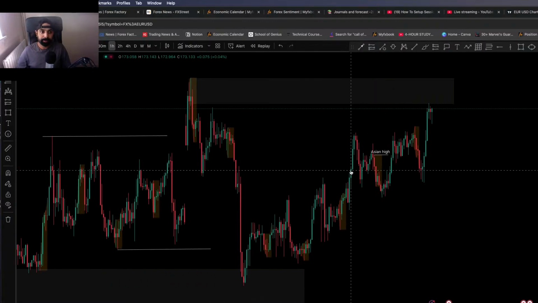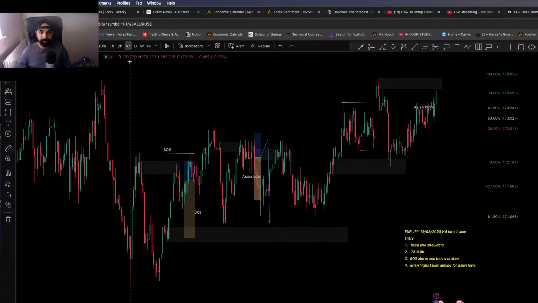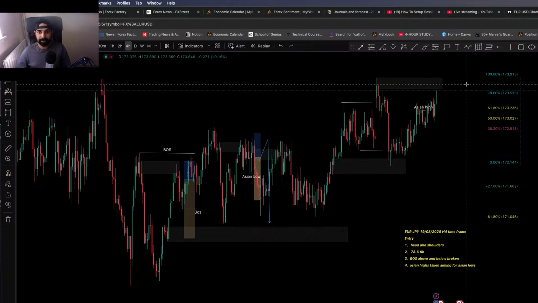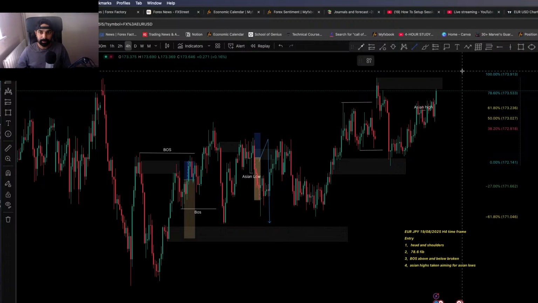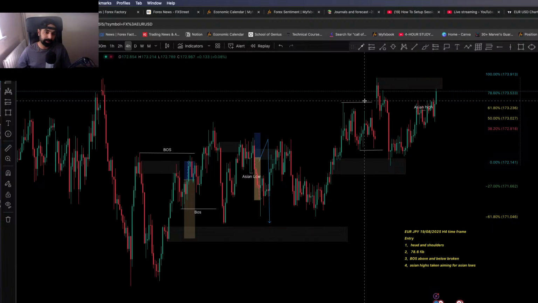Okay, let's go back to the charts now. This one, but it's missing the fibs. You know, if the fib was right here, about there, about here, then we can look into it.